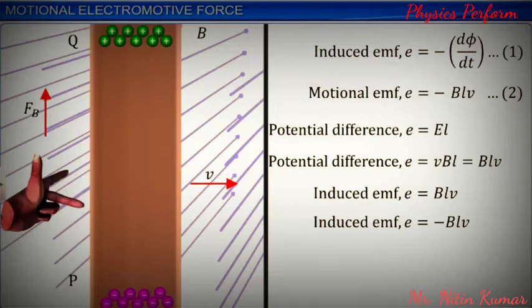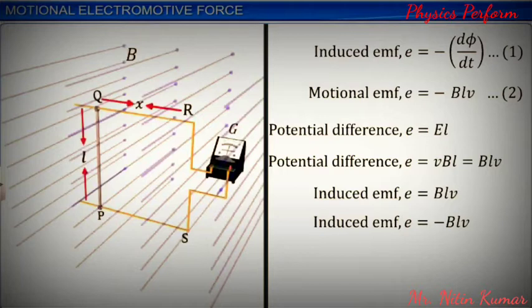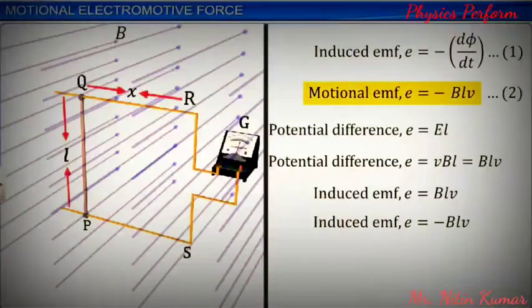Due to the induced EMF, an induced current flows in the closed loop PQRS, and the current can be detected by the galvanometer. This induced current flows along the path QRSB. This equation for the motional EMF derived in this manner is the same as the equation 2 which we derived earlier.